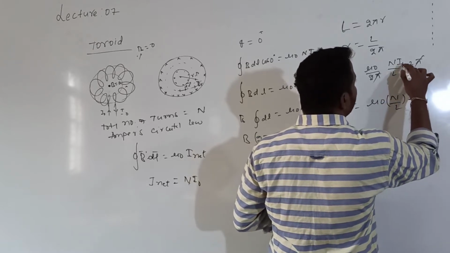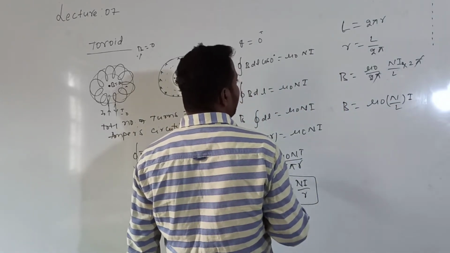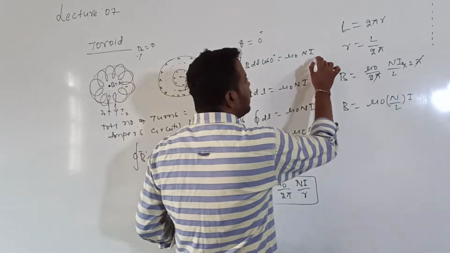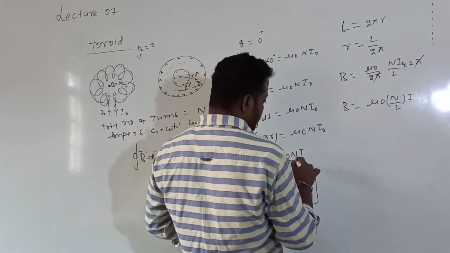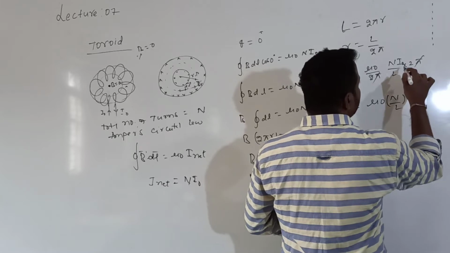Can I write it as mu naught capital N by L into I? Here I need to write I naught, because the initial current is I naught. Here everywhere I need to put I naught. Clear? So mu naught into N into I naught. Here also I naught.